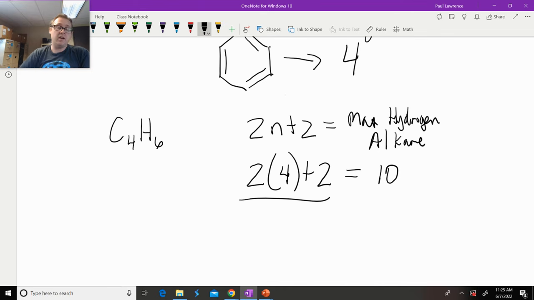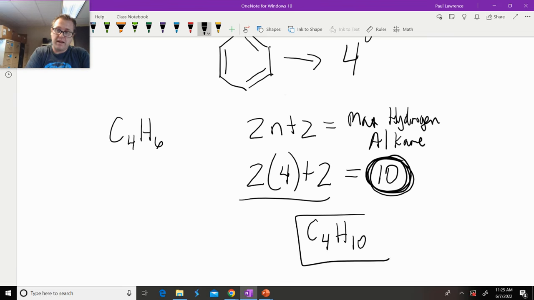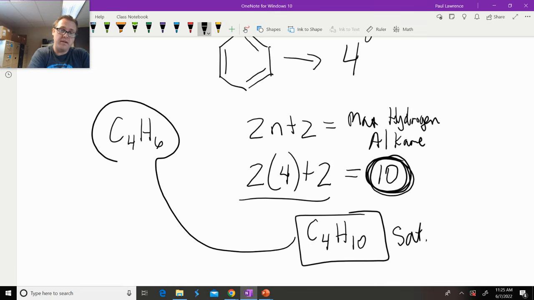So if we had an alkane with 4 carbons, we should have a formula that looks like this. That tells us the maximum amount of hydrogens we should have. So this molecule right here is saturated because it has the maximum amount of hydrogens. Whereas when you compare this one in the circle, that is going to be unsaturated because it's missing 4 hydrogens.